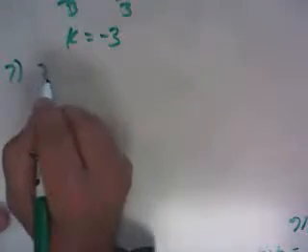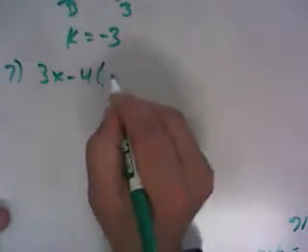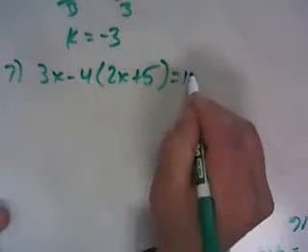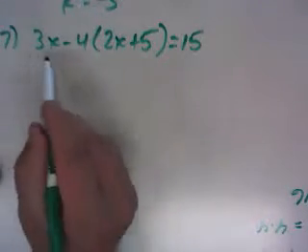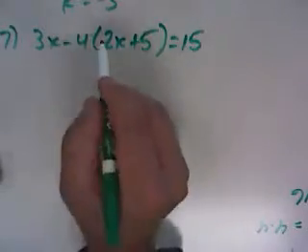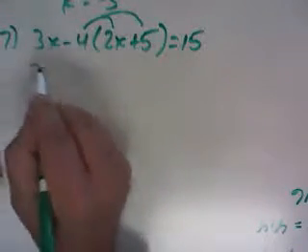Let's take a look at number 7. Number 7, we have 3x minus 4, and then in parentheses 2x plus 5 equals 15. A little bit more involved here than in 5 and 6. But we want to simplify this side. So by simplifying this side, we're going to start by getting rid of the parentheses using the distributive property.